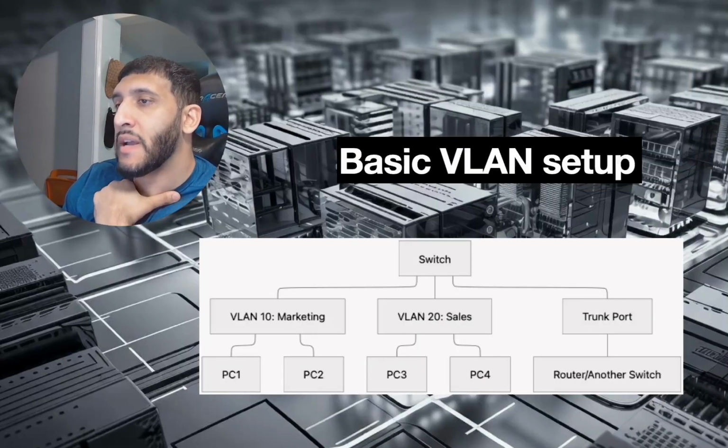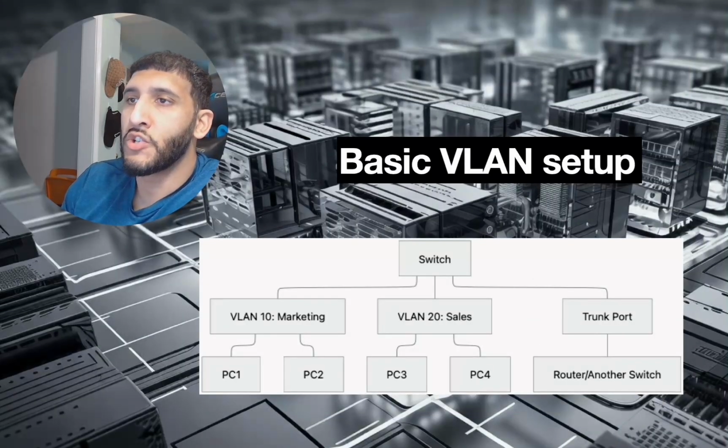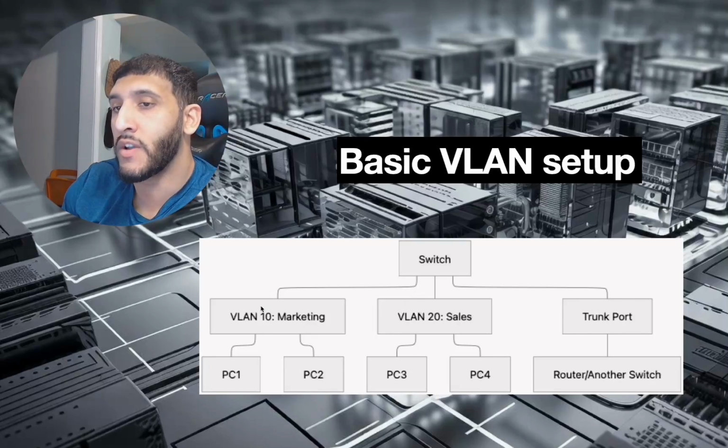Here's another example of a basic VLAN setup. In many real-life situations, you'll have VLANs set up to space out network flow between different departments. For example, you have VLAN 10 for marketing and now VLAN 20 for sales. Right here is a trunk port leading to another router or another switch. And if you don't know what those are, we'll get into that right now.